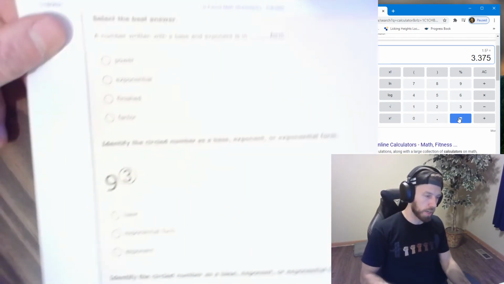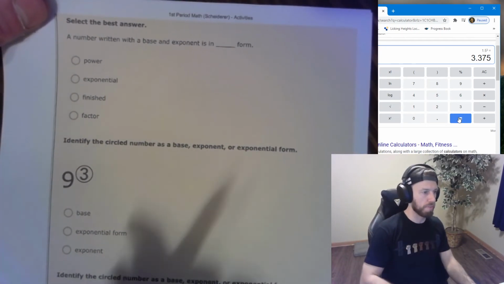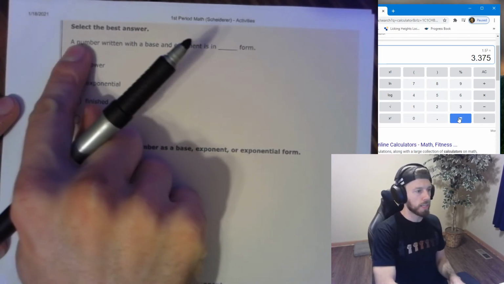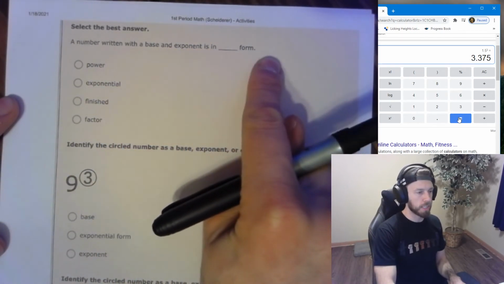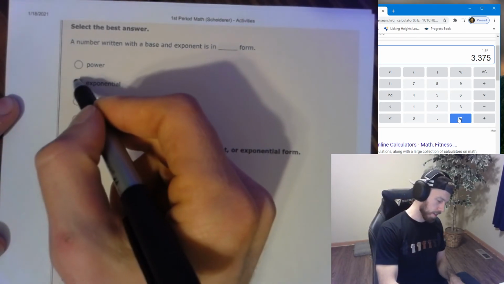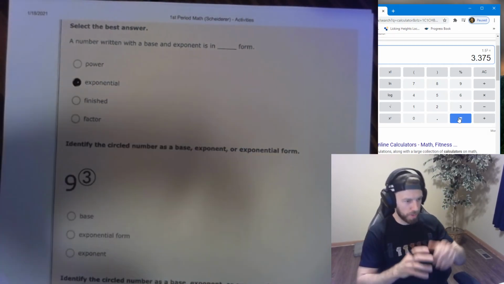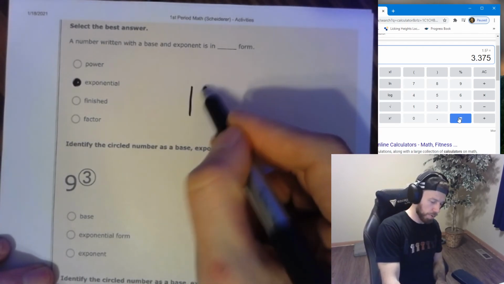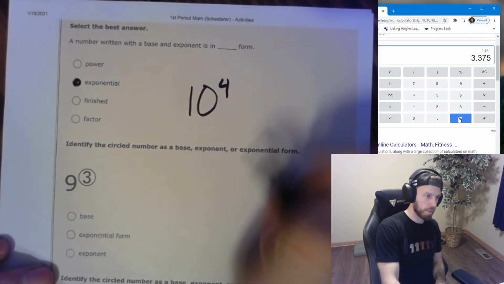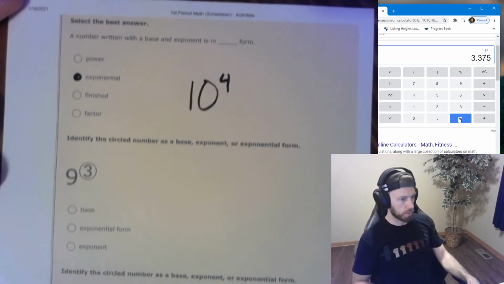Couple more questions here I'm going to give you guys the answer to, just because I want to make sure you have the vocab down. The next one, a number written with a base and an exponent is in exponential form. That's what we call that, right? When it has a base and an exponent. When it has both this and this, it's called an exponential form.